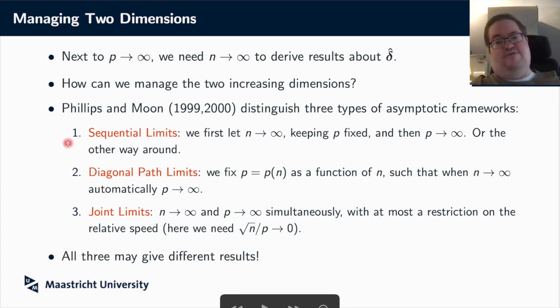They have what we call sequential limits, where you let one, for instance, n go to infinity first, and then you first keep p fixed, and then afterwards, after letting n go to infinity, you let p go to infinity. You could do a diagonal path limit, where you fix p to be a function of n, but you fix it really to be one single function of n. Or you do the most general thing, which is joint limits, where you let both go to infinity simultaneously, but you may have a restriction on how fast they may increase. And in fact, the last one is what we have been doing for penalized regression.